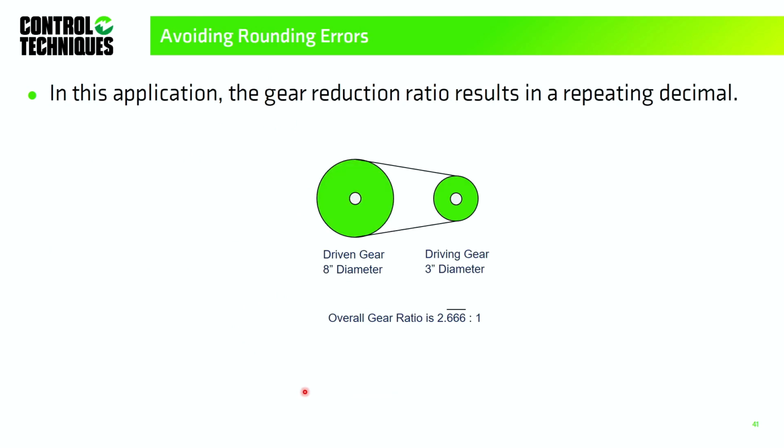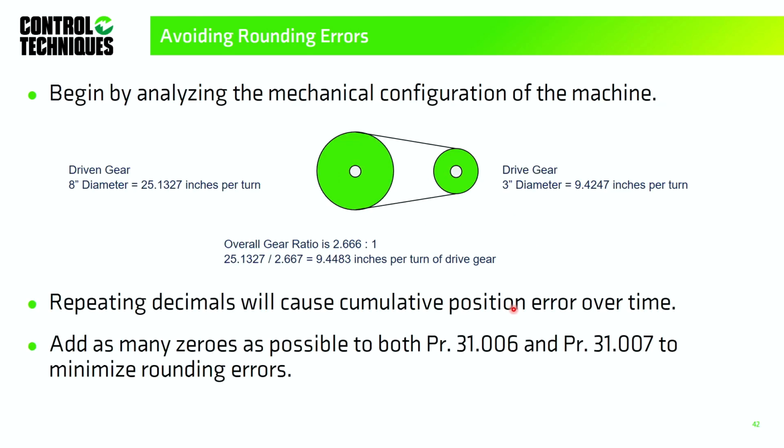Now here's another one. This kind of touches on what I was just talking about. Now I've got a belt and pulley. The mechanical guys picked out a nice 8-inch diameter, 3-inch diameter. Well, the motion people don't care about diameter. We care about circumference. And in this example, now I have a repeating decimal in my gear ratio, 2.666 to 1. That is terrible for positioning applications because it will result in what's called cumulative position error over time.